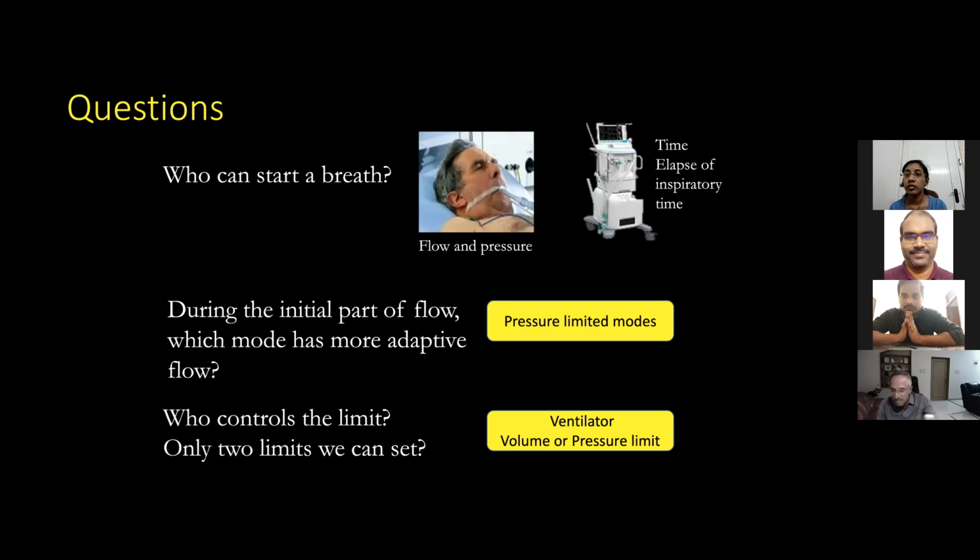See, why I am repeatedly asking you to tell these things is, once you understand this, you will be able to understand all the modes. This is what all the modes are based on. Okay, right.